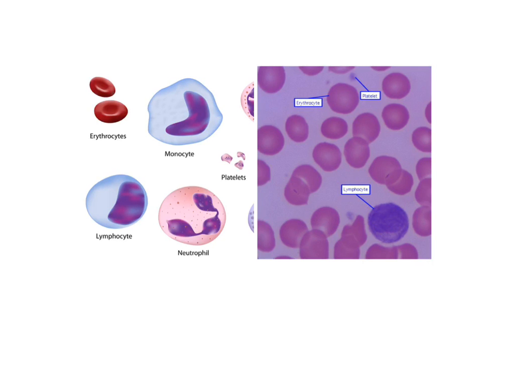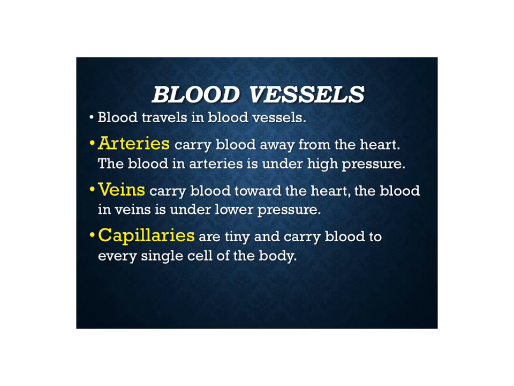Let's talk a little bit now about the blood vessels. There are three main kinds. We have arteries, veins, and capillaries. Now, there are more than that, but we're going to simplify it. And so we're just going to focus on these three.